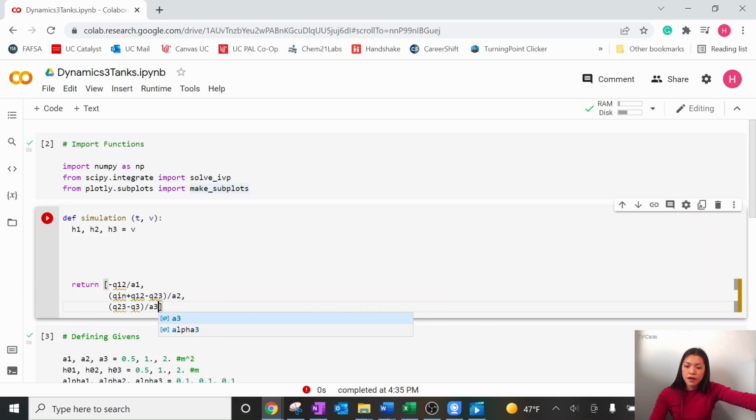And so now that we have the right-hand sides of the equations all put in, there's a lot of information that Python is saying it doesn't have from us. For example, it doesn't have the equation for flow from tank 1 to tank 2. So let's go ahead and define that.